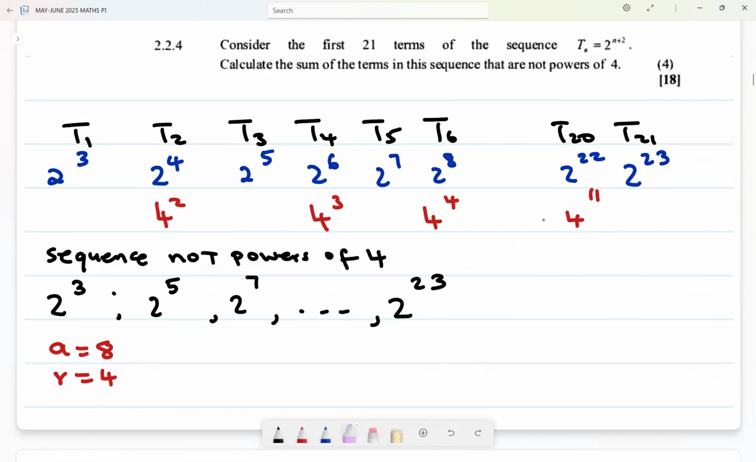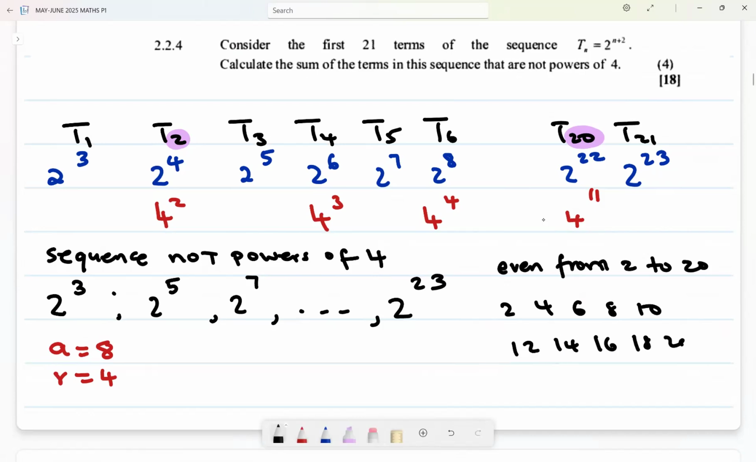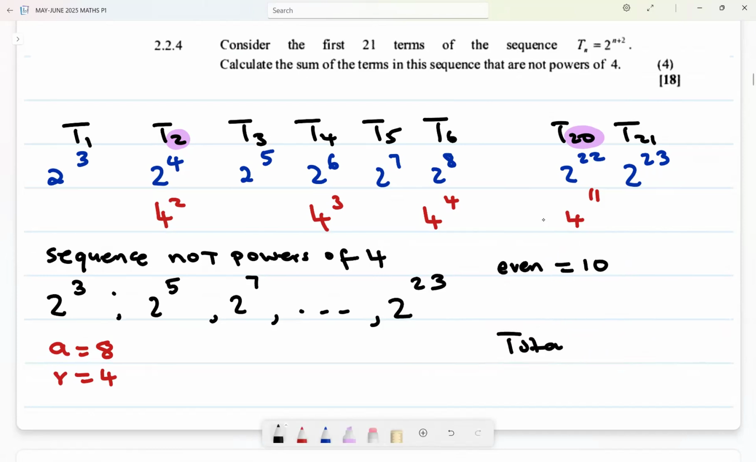So let me consider this one. How many can be expressed to the power of 4? It is from T2 to T20. So from 2 to 20, how many even terms do I have? It's going to be 10, guys, because it's 2, 4, 6, 8, 10, 12, 14, 16, 18, 20. So it's 1, 2, 3, 4, 5, 6, 7, 8, 9, 10. So there are 10 even terms, and the total is 21.